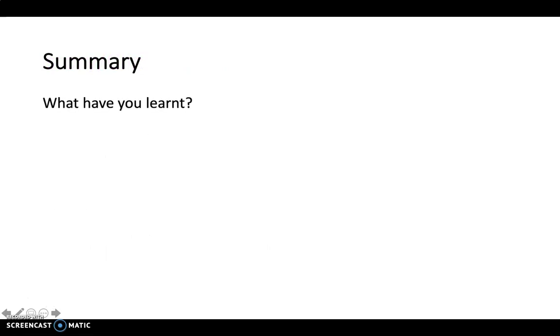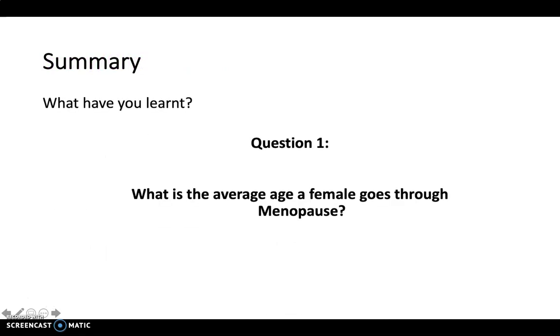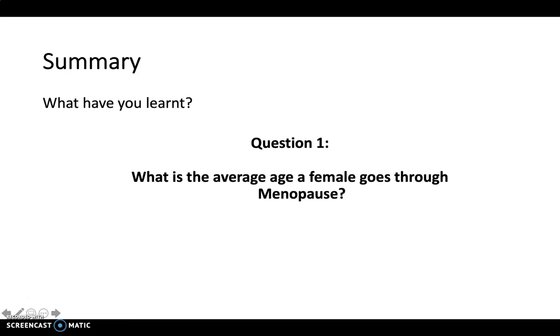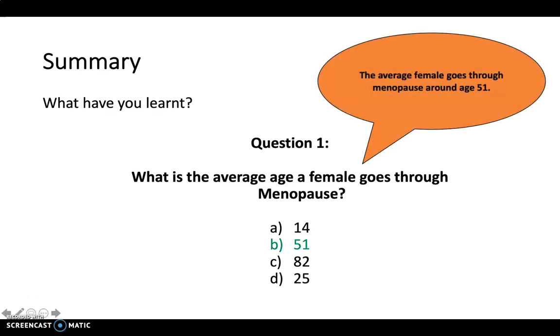And that's it. So let's have a look at those questions again. What is the average age a female goes through menopause? 14, 51, 82 or 25? And the answer is 51. So this is the average age a female may go through menopause.